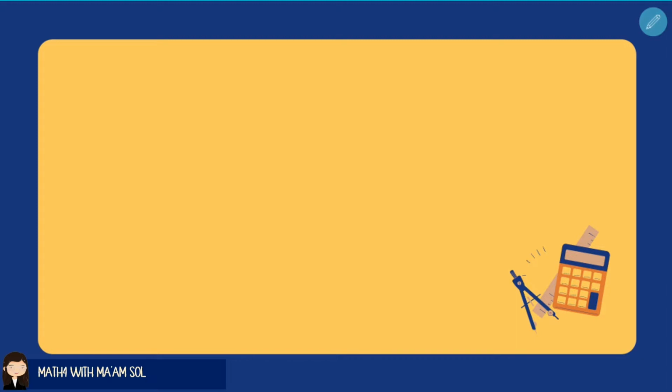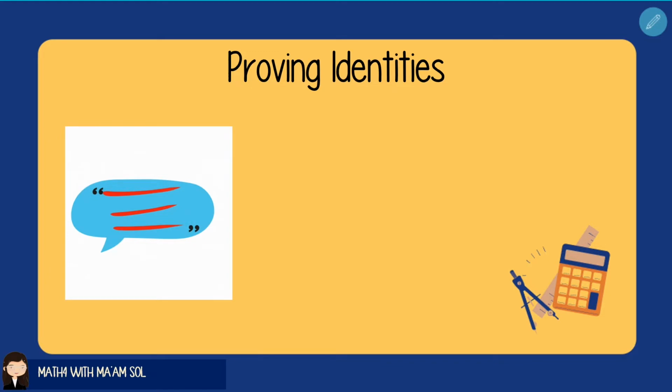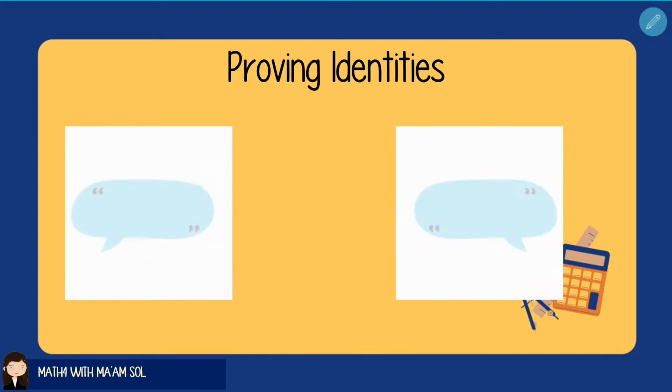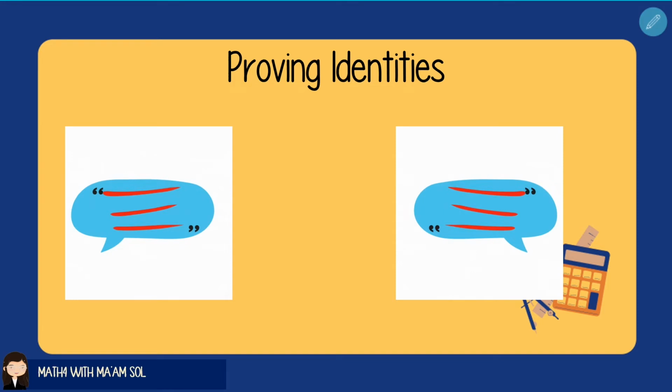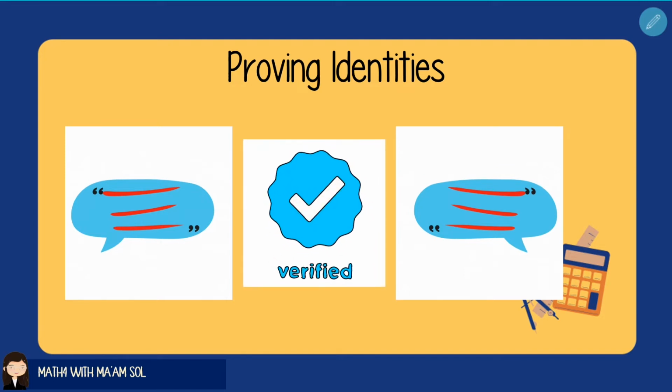Remember that identities are equations that are always true for any value of the variables concerned. Thus, if we are given any identity, we need to check that the expression on the left-hand side is equal to the expression on the right-hand side. If we arrive at a conclusion that they are indeed equal, then we could say that we have proven the identities. There is no single way on how to do this, but by doing some examples in this video, I will be sharing some tips on how to make proving doable for you.